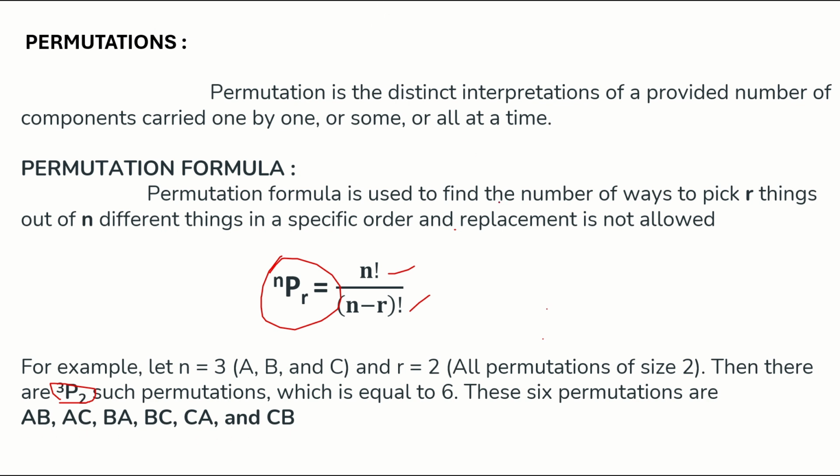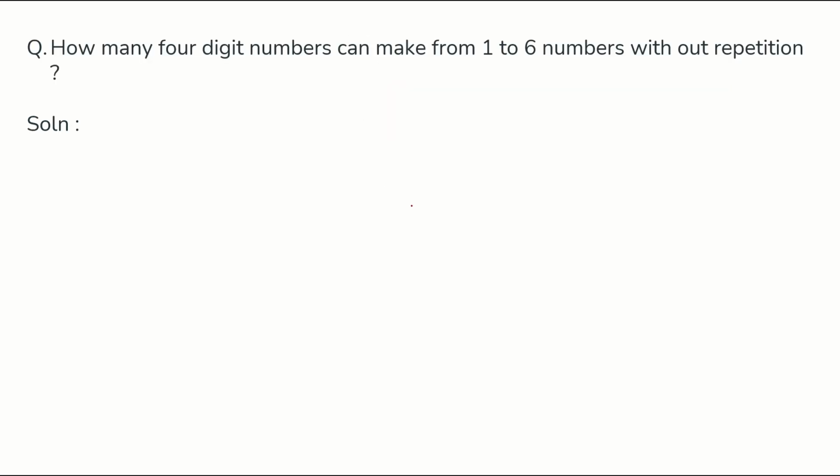Let's see few problems on the permutations topic. Here the question is, how many 4-digit numbers can be made from the numbers 1 to 6 without repetition? We need to find the number of 4-digit numbers using the numbers between 1 and 6. So we have total 6 numbers here and we need to pick 4 numbers from these 6 numbers. We can write it as 6P4.